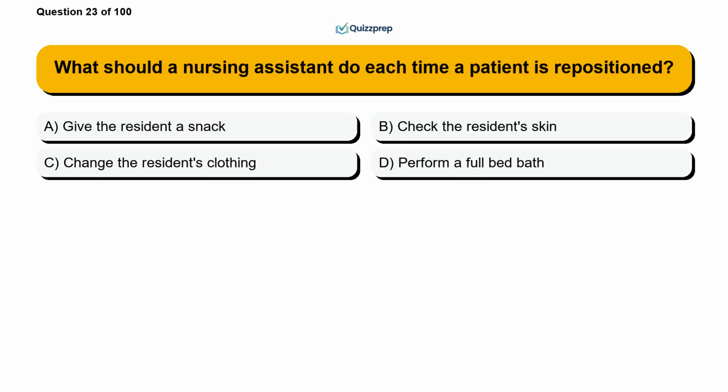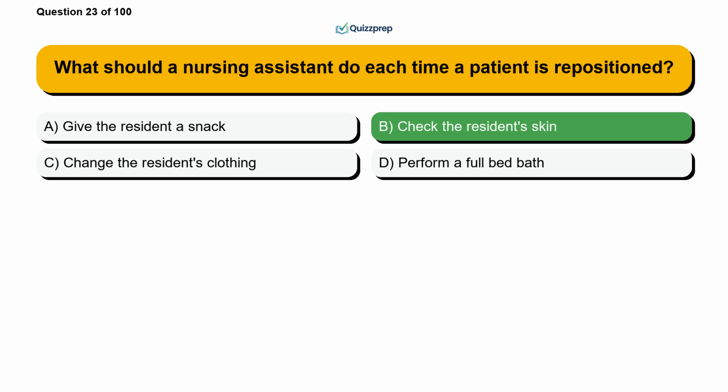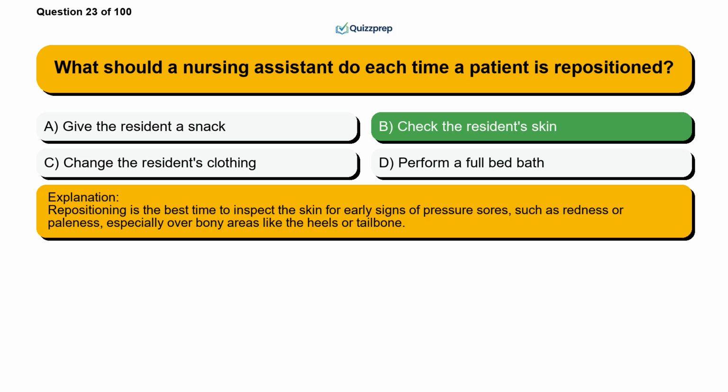Question 23. What should a nursing assistant do each time a patient is repositioned? Option A, give the resident a snack. Option B, check the resident's skin. Option C, change the resident's clothing. Option D, perform a full bed bath. The correct answer is option B, check the resident's skin. Repositioning is the best time to inspect the skin for early signs of pressure sores, such as redness or paleness, especially over bony areas like the heels or tailbone.